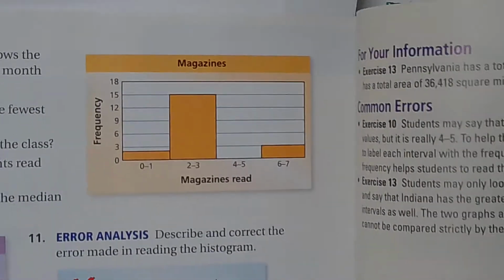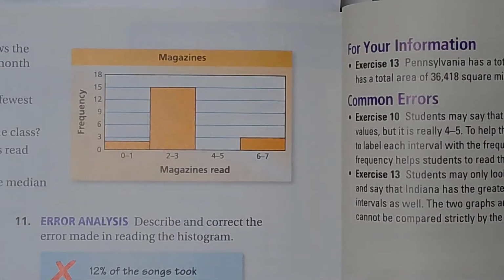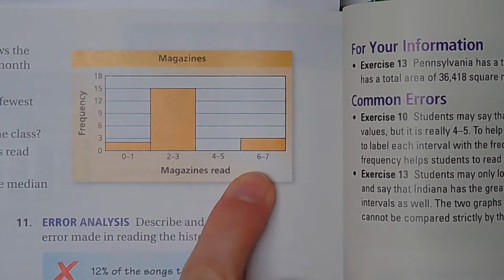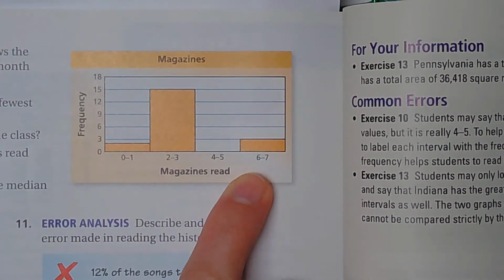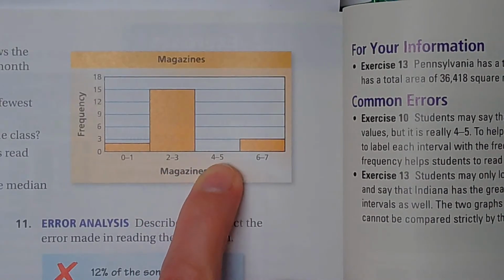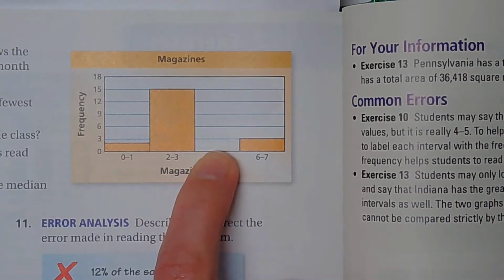Here's what I was going to show you. So looking at this one, one of the questions says, which interval contains the fewest data values? Remember, those are the things down here. Hopefully you would say 4 to 5 because nobody is here. So this is the one with the fewest.